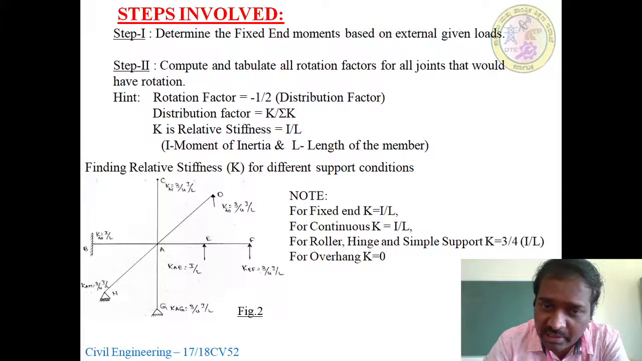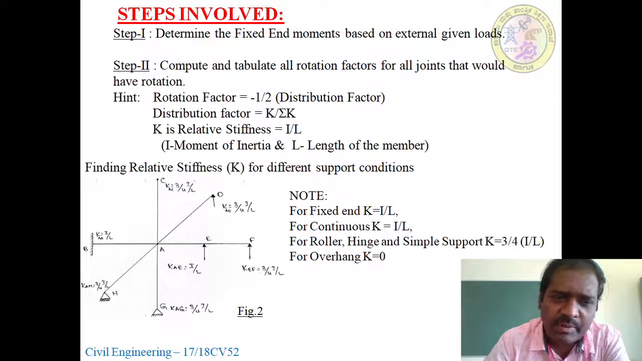Keep in mind, it's very, very important to determine the rotation factor. Similarly for AG, it will be a hinge support. You have to check the sequence. Is it fixed? No. Is it continuous? No. So it is a hinge support, so K is equal to 3 by 4 I by L.